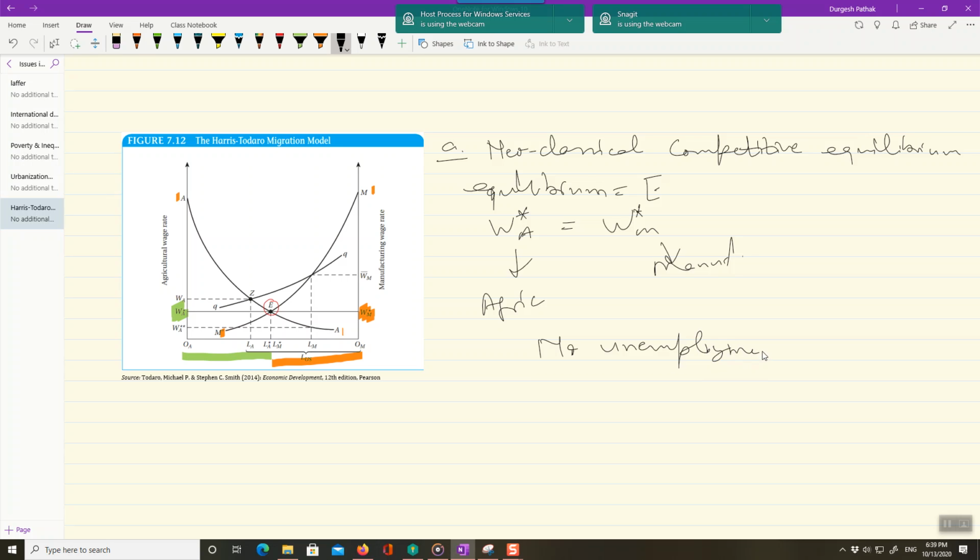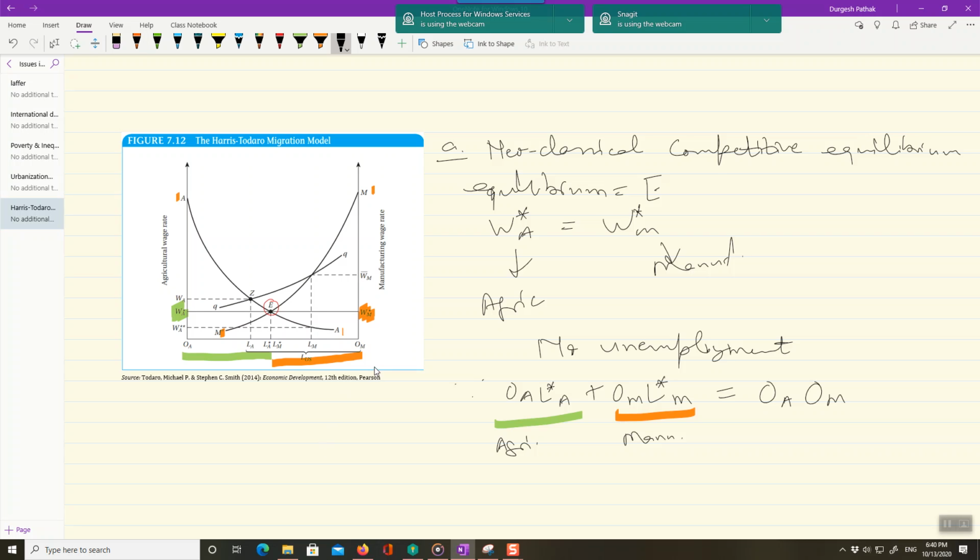Why? I will just show you. Since OA L star A is in agriculture and OM L star M is in manufacturing, and that total is actually OA OM, that is the total labor force. This is in agriculture and this is in manufacturing. So let's write here: agriculture, manufacturing. So there is no unemployment.